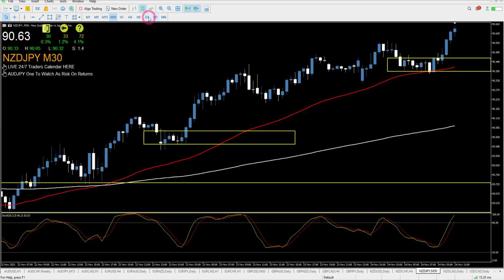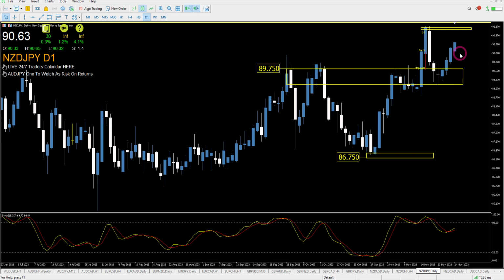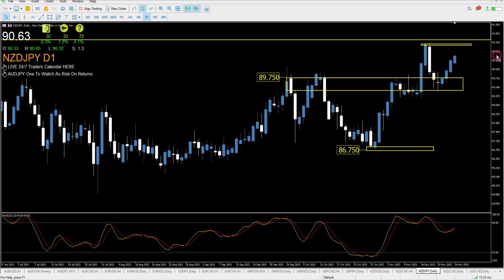The other yen pair that we could look at is Kiwi yen. The difference between Kiwi and the rest of them is that actually Kiwi's got a little bit more room to go. So this is where I'd actually like to focus some attention.